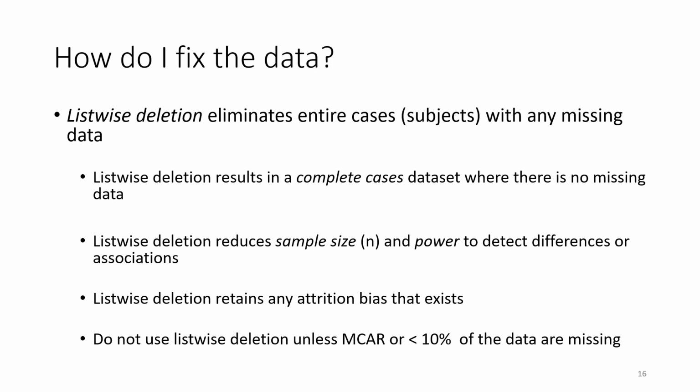So listwise deletion is probably the easiest approach, but it does nothing to get rid of attrition bias. So it really should only be used when we know that the missing data is missing completely at random, or if there simply isn't very much missing data, let's say less than 10% of our data is missing.